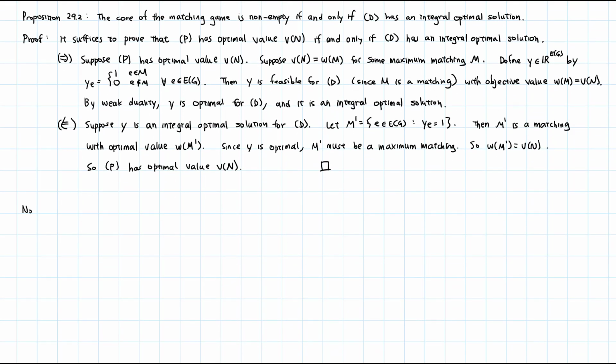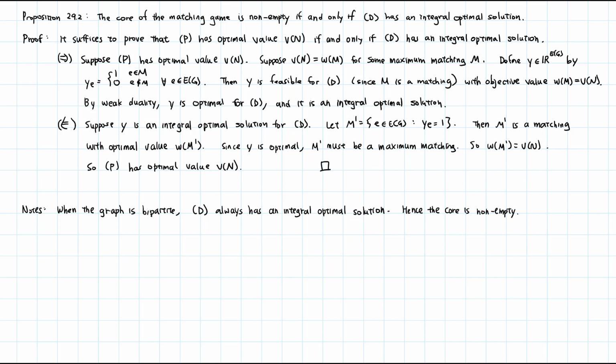Here are some results from combinatorial optimization that we will state without proof. When the graph is bipartite, D always has an integral optimal solution, so the core is always non-empty. For general graphs, it is more complicated, but there is an efficient algorithm to determine if D has an integral optimal solution. We will be using the matching game in the network bargaining game, which we will discuss in the next lecture.